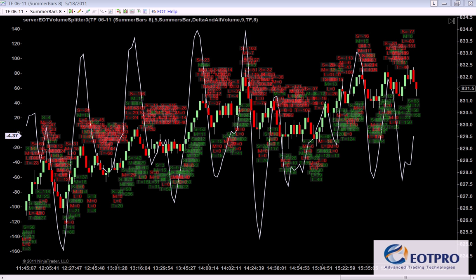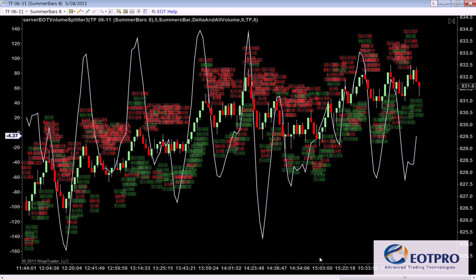The first indicator I'm going to be talking to you about here is the volume splitter 3, which is this indicator on our screen here. It is an indicator that we use for money management, for stops, for profit targets, for confirmation of the trend. We use it for all of those things. And let me explain to you how it really works.